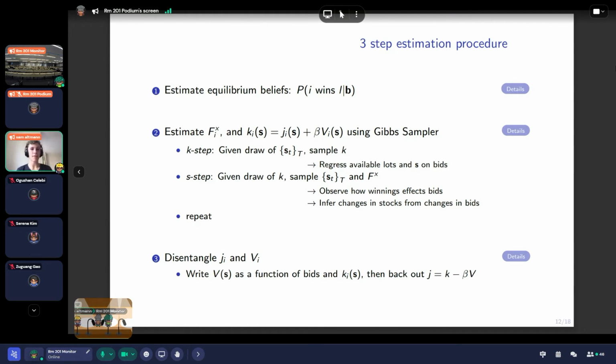So in the K step, I pin down K by seeing how bids vary with the size and composition of lots on offer. Then in the second step, in this S step, I pin down the distribution of net donations by seeing how bidding behavior varies with winnings and using this to back out changes in stocks. So I see that they win a load of cornflakes, their stocks increase by one load of cornflakes, and they stop bidding on cornflakes. 4 days later, they start bidding on cornflakes again. This tells me that they have, in that time, given out that load of cornflakes. Their stocks of cornflakes have decreased back to their original level.